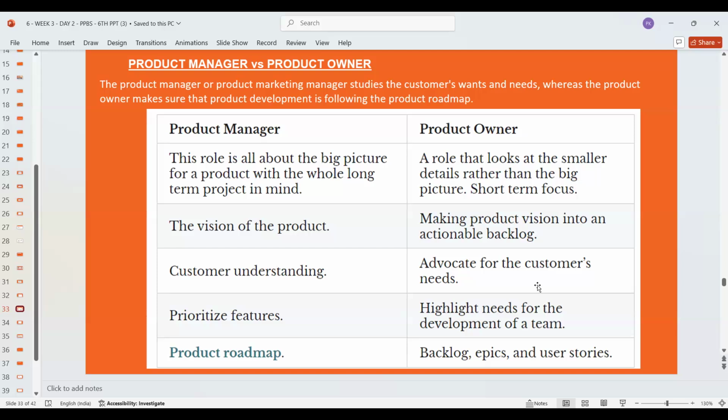We have to complete them now. We have to do them now. So that is the actionable backlog. Okay, next thing is customer understanding and advocate for the customer needs.